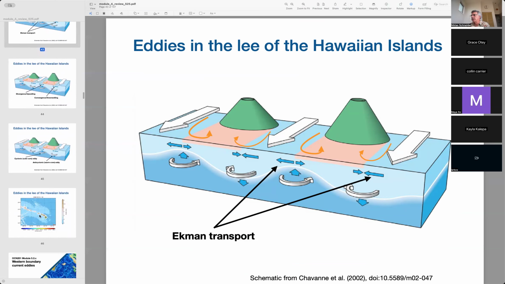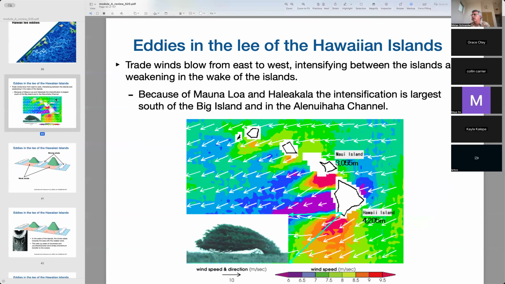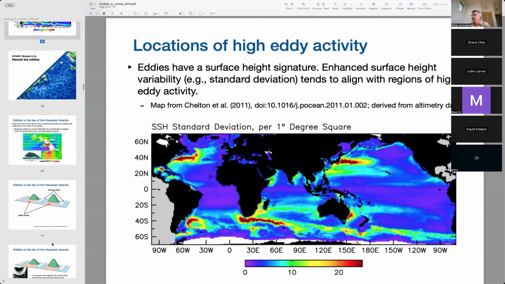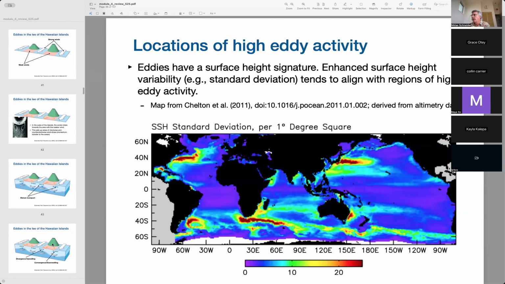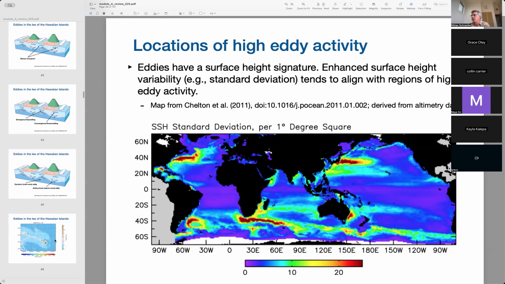These eddies then subsequently propagate from the Hawaiian Islands to the west. The important thing is that these eddies are caused by the trade winds funneling through the gap between the islands.